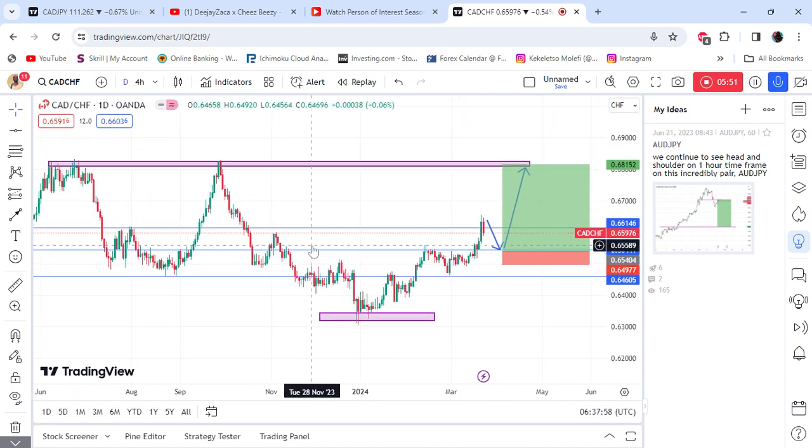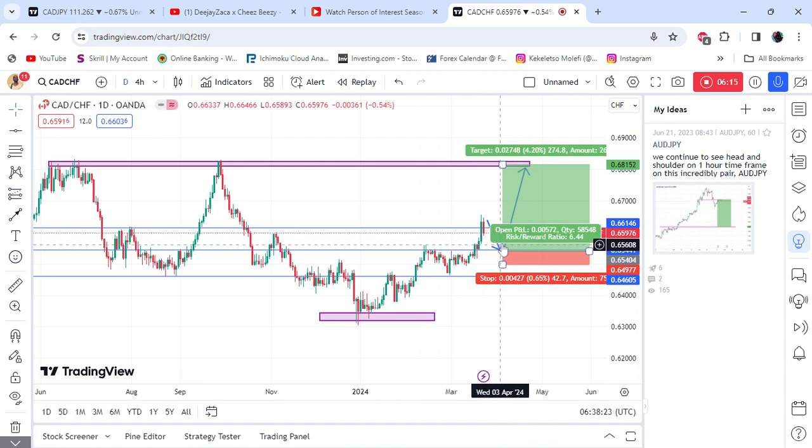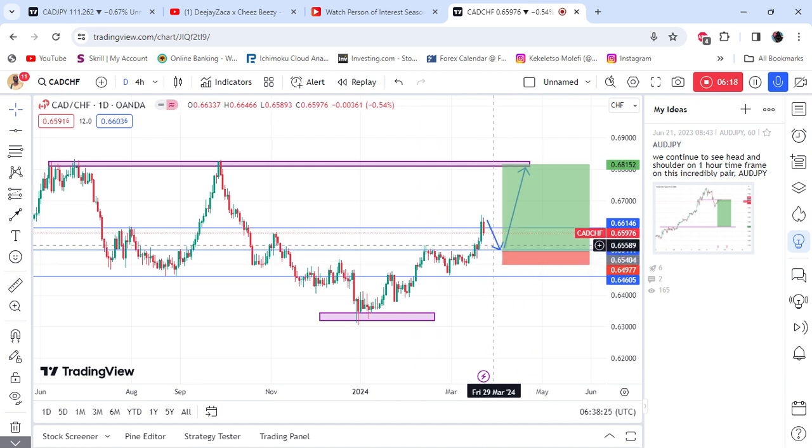Ladies and gentlemen, this is how our CADCHF looks. Remember, you don't move the market, you wait for the market to move and give you a complete shot, and then we'll start buying here after the confirmation. So now we can go to another chart.